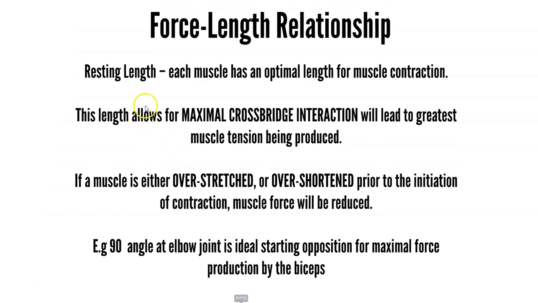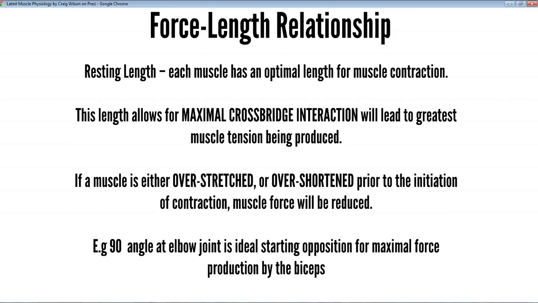I'll go back a slide here, and you can see each muscle has an optimal length. This allows for maximal cross-bridge interaction. If a muscle is either overstretched or overshortened prior to the initiation of contraction, force will be reduced. One thing worth remembering is the angle of the elbow joint during a bicep curl. The strongest position by far to start a bicep curl in is about that 90-degree angle. However, that doesn't mean you should just train in that phase. If you want to get stronger through the difficult phase, the full range phase, then of course you should train the full range. But your strongest position is definitely from that 90-degree angle.